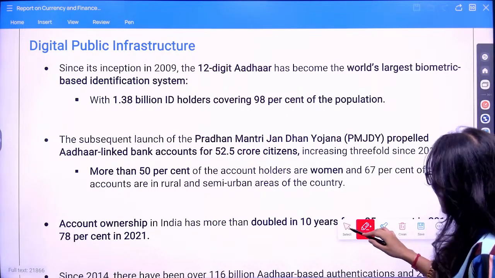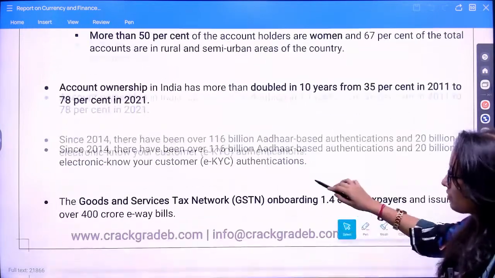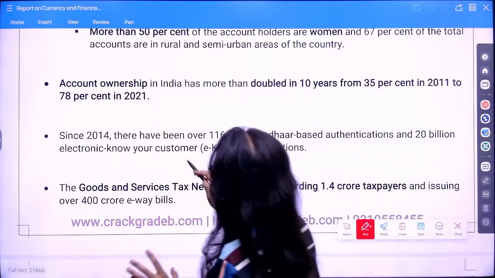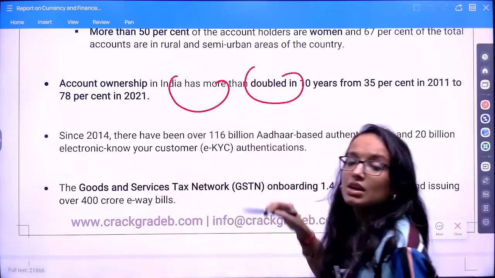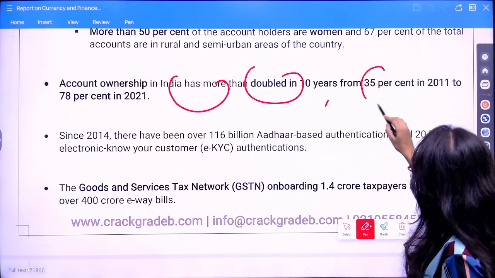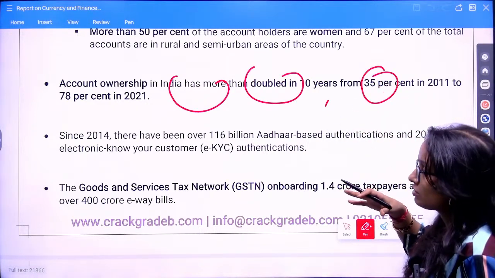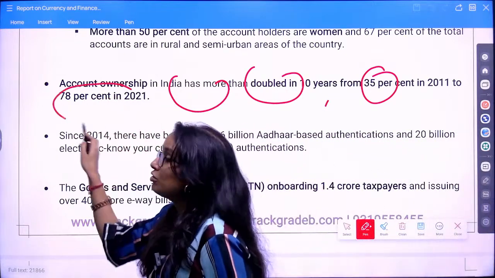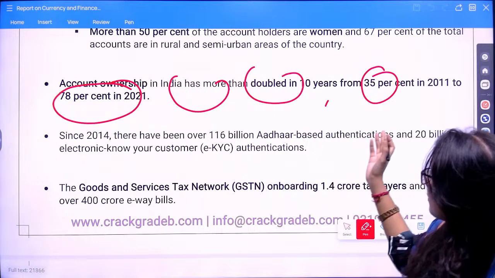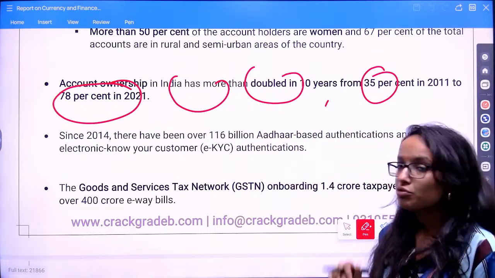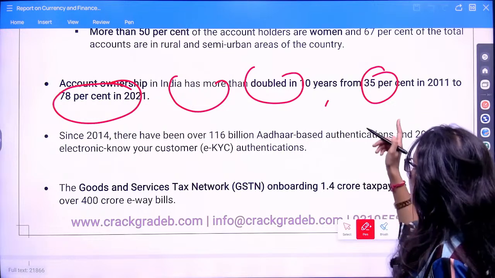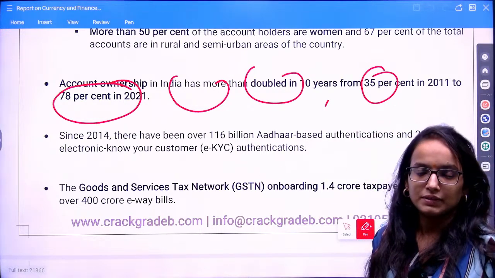Then going further in the series, account ownership, who all are the owners in India, has more than doubled. Bank account ownership has more than doubled in the last 10 years, from almost 35% in 2011 to 78% in 2021. So account ownership has been on a constant rise. Remember this figure, 35% to 78%.